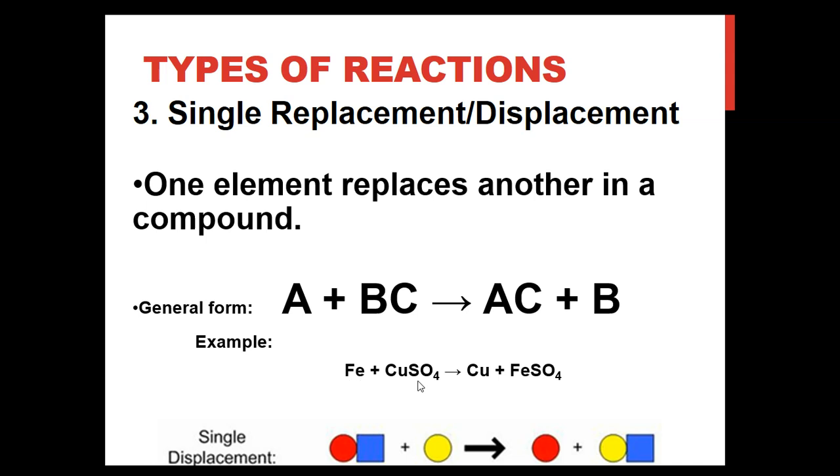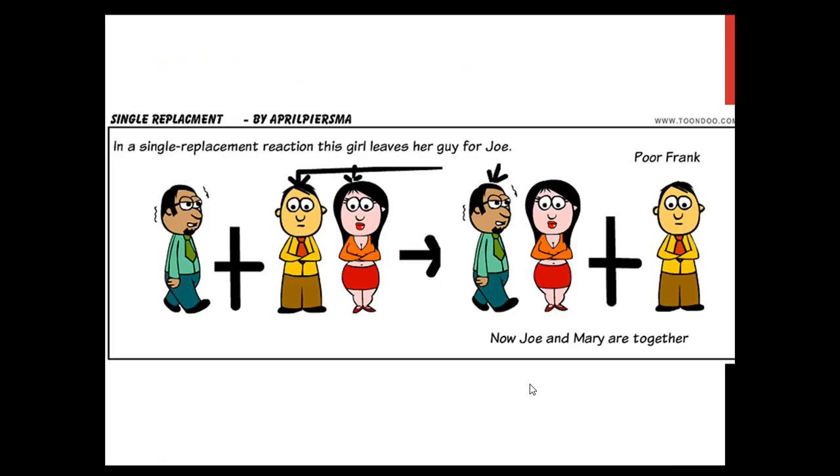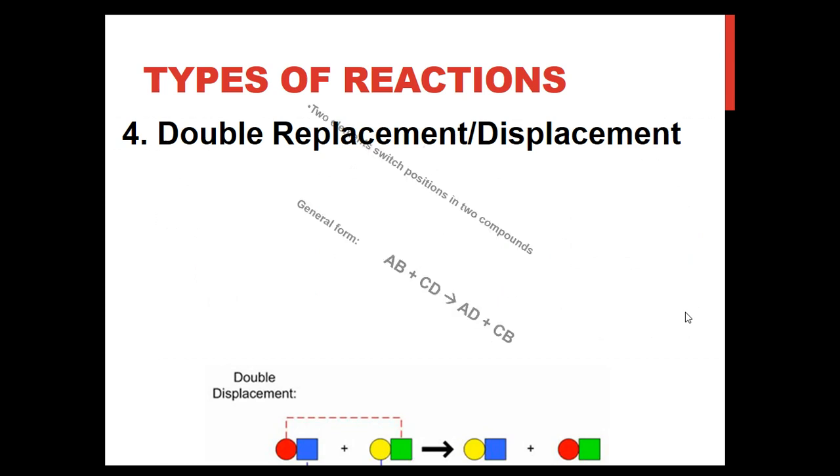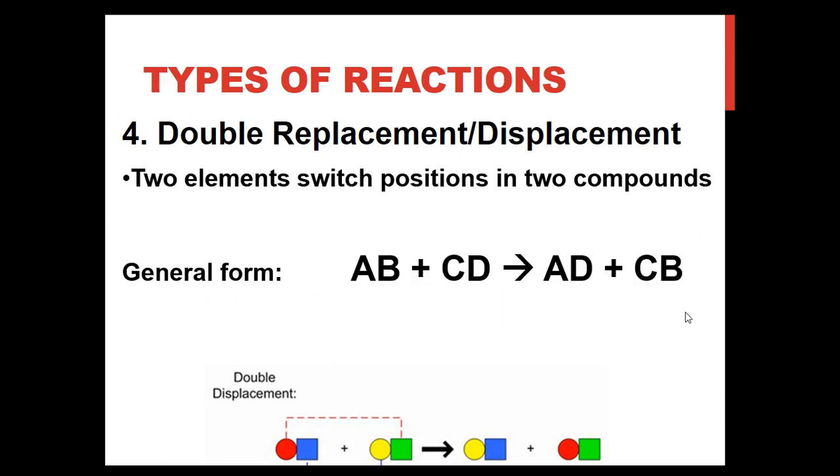So here we have iron and copper sulfate, copper 2 sulfate, and now this iron is going to bump out the copper, and now the copper's alone. But in single replacement, there is a single and a compound, making a single and a compound, okay? In double, so here's a picture of that, all right? Here's this one lone guy, and here's a couple, and now this guy is going to bump out this guy, and now we have a new couple, and poor Frank, okay? A single replacement, you start with a single and you end with a single, okay? In double replacement, everybody's a compound, okay?